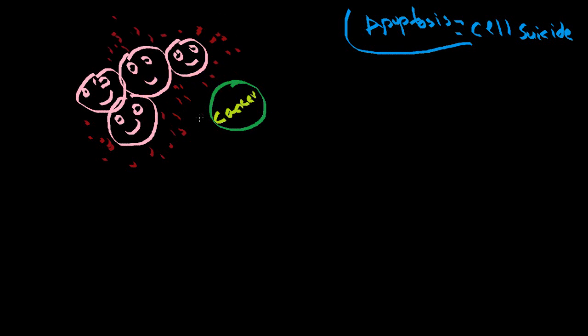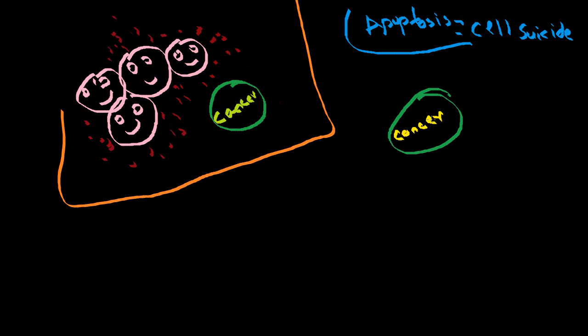Now the cancer cell, however, is going to be ignoring all of these signals and continuing to divide. It's going to ignore the other cells telling it to undergo apoptosis and destroy itself. It wants to keep on living and keep on dividing. Cancer cells also can grow in the absence of stimulatory growth signals.